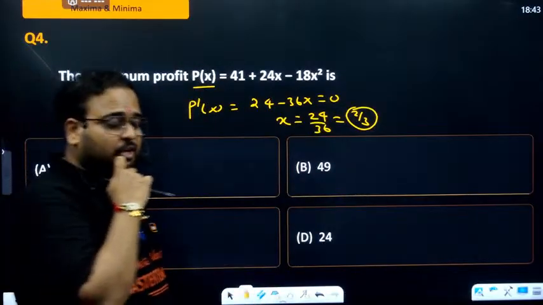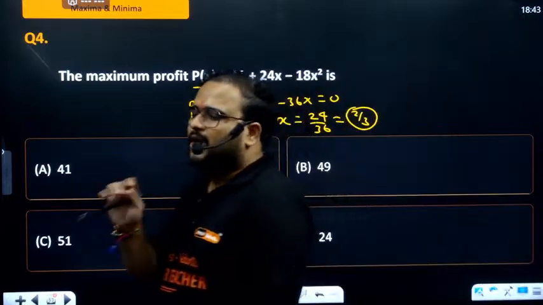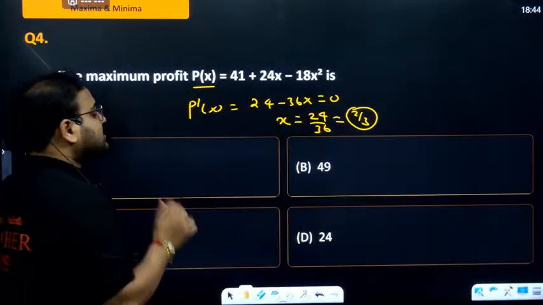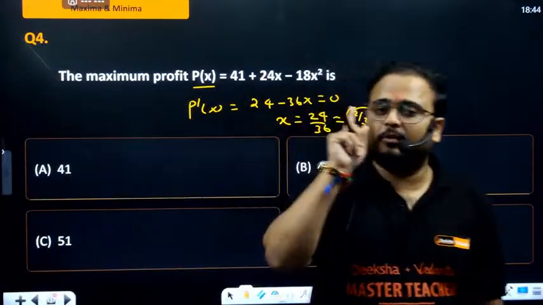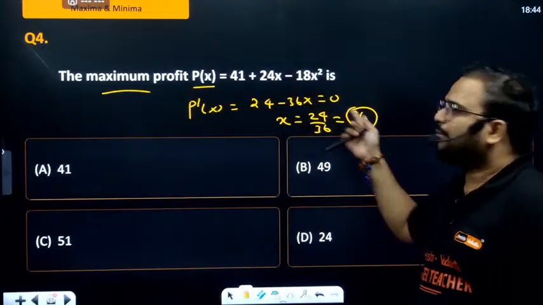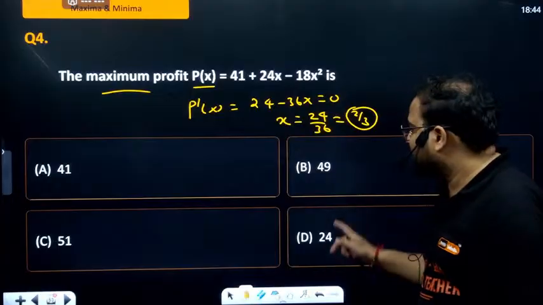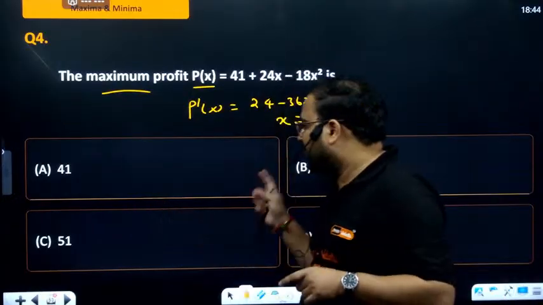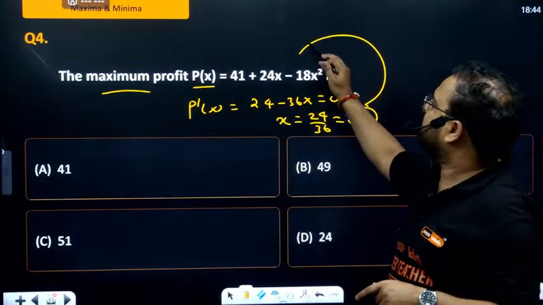Now, one more thing you remember, whenever you have only one critical point, do not go and check if it is a point of maxima or minima. Do not do that, unless there's an option given as none of these. If you have only one critical point and they're asking us maxima, of course it'll be the point of maxima. But if you have an option given as none of these, then of course it can be a point of minima also, right? So if you don't have an option like none of these, then simply put the value back in the function.